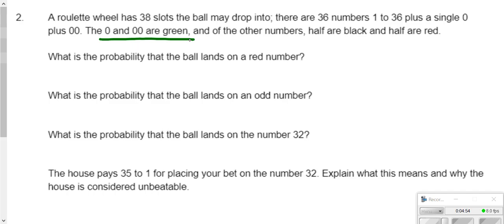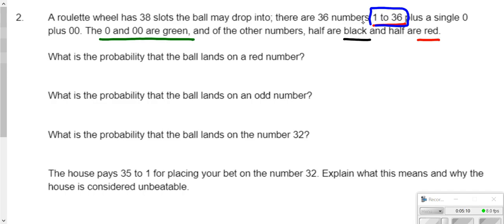And the other numbers, the ones that were the 1 through 36, half of them are black and half of them are red, okay? So 1 through 36, half black, half red, and then the ones that are green.